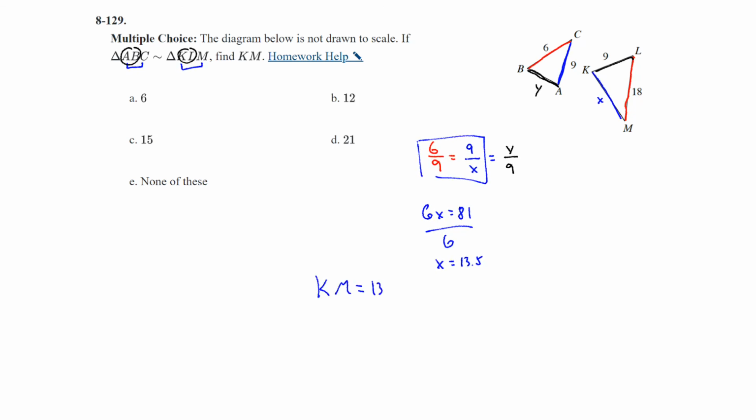So KM is equal to 13.5. I do not see 13.5, so maybe we should go back and check. But there is a none of these, and that actually is what it is. It's just not on the multiple choice answer part, but it is 13.5. Once again, since they are similar, we are able to say that their sides are in proportion.